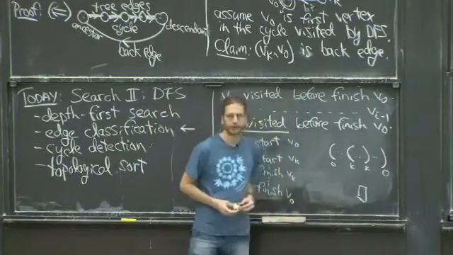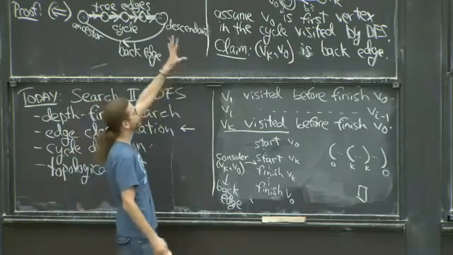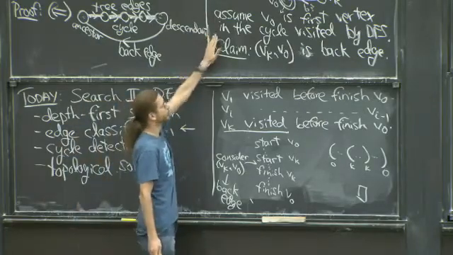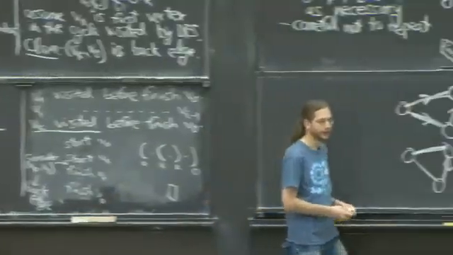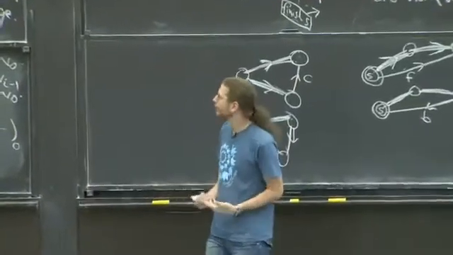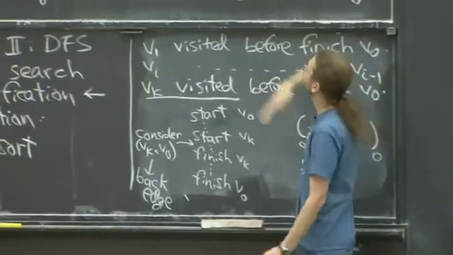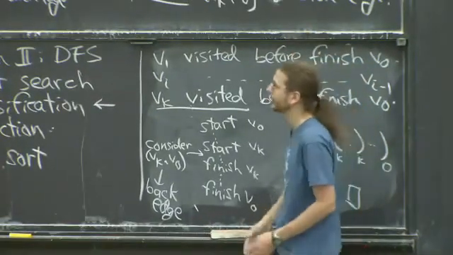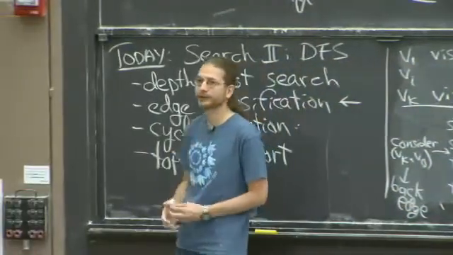Any questions about that? It's pretty easy once you set up a starting point, which is look at the first time you visit the cycle, then just think about how you walk around the cycle. There's lots of ways you might walk around the cycle, but it's guaranteed you'll visit vk at some point. Then you'll look at the edge. v0 is still in the stack, so it's a back edge. And so this proves that having a cycle is equivalent to having a back edge.